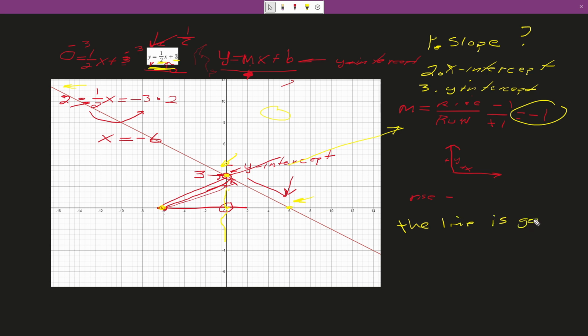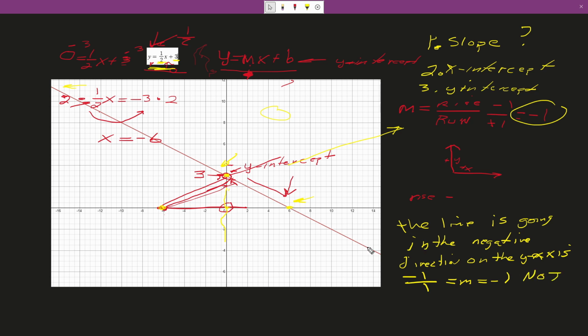So the reason this is bad is the line is going in the negative direction on the y-axis, which means that our rise is negative and our run is positive, we'd expect m to be negative, and it's not negative. So there you go.